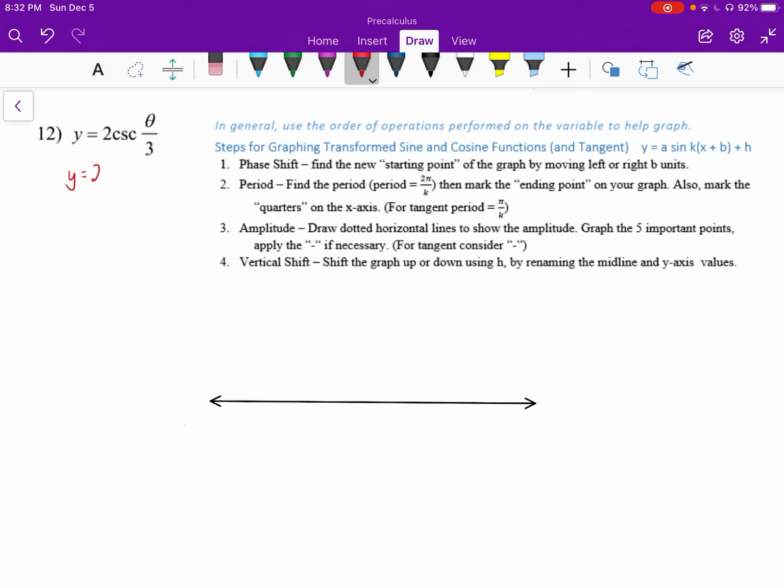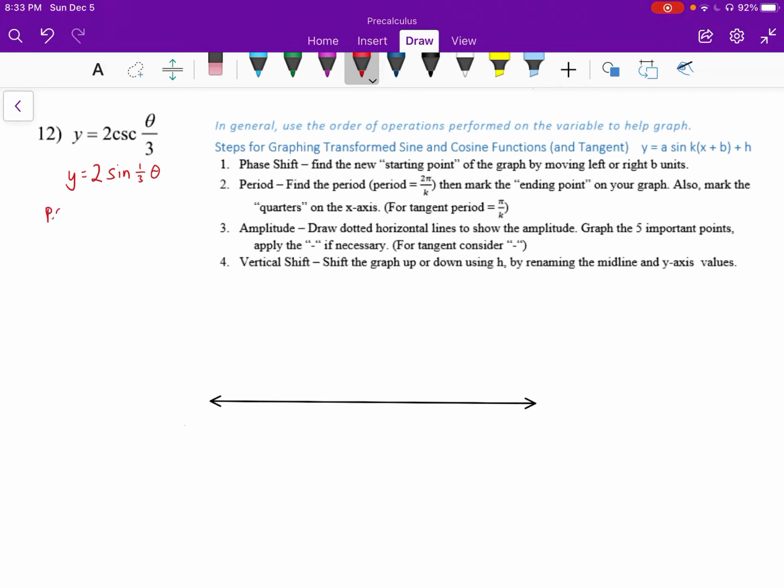So we're going to start actually by graphing y equals 2 times the sine, and we can rewrite this as 1/3 theta. And we're going to graph that function, and then we use that graph and the idea of the reciprocal functions to graph y equals 2 cosecant theta over 3, or 1/3 theta. So let's go ahead and get started with this one with sine.